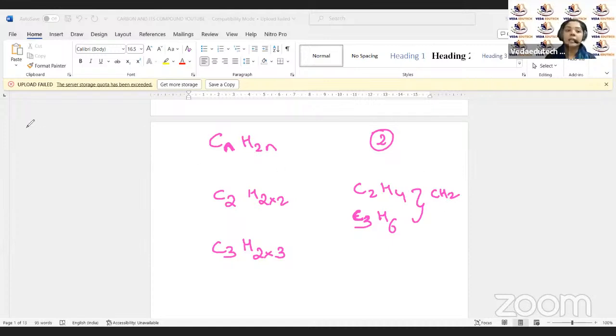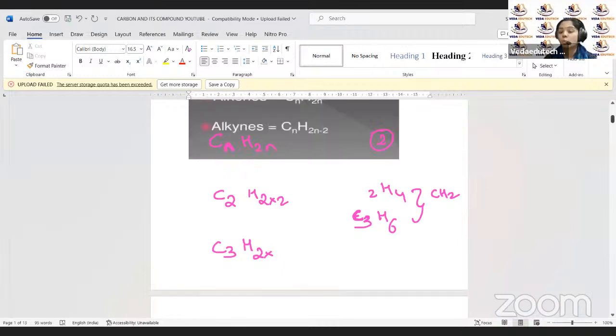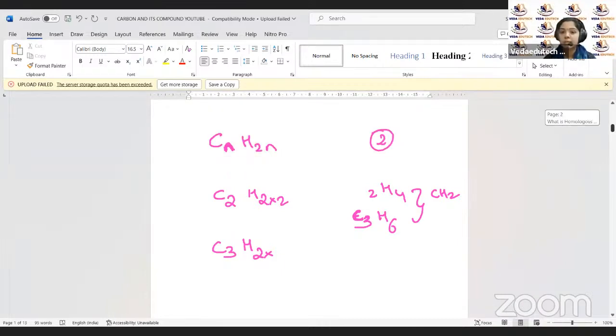Likewise, for alkyne also, we are going to do the same. So what will be the formula for alkyne? CnH2n minus 2. Yes, so we'll apply that.